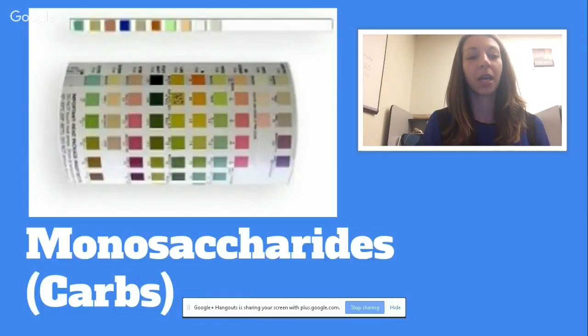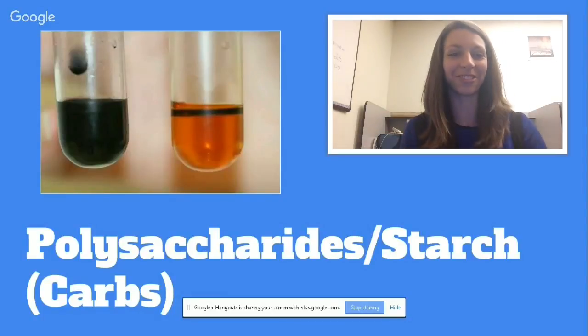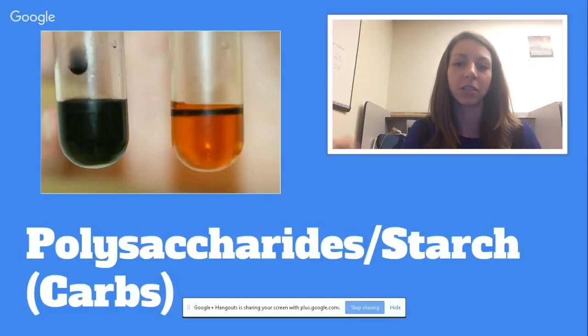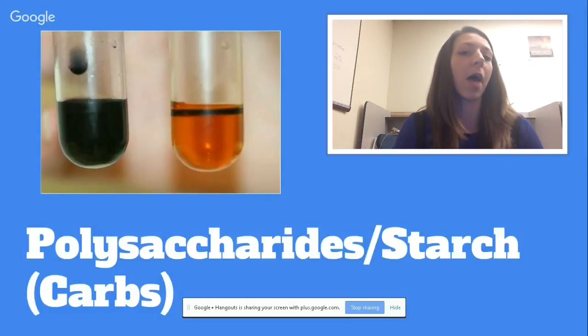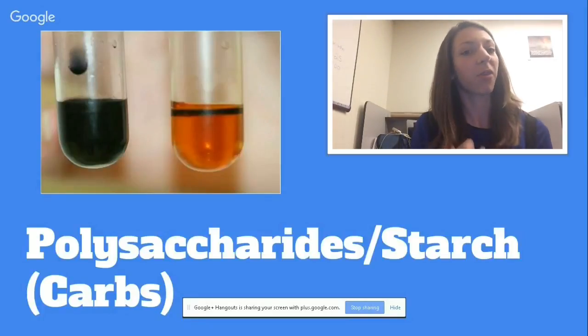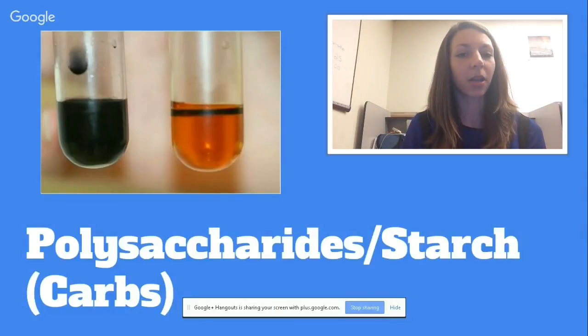Finally, another type of carb is our polysaccharide, many molecules of sugar attached together. So this is our sugar with lots and lots and lots of little glucoses connected to each other, or a starch. An easy way to test for this is our iodine test. Remember, iodine is going to be like a brownish or deep yellowish, and if there is starch there, it will turn to a dark purple or a black color.